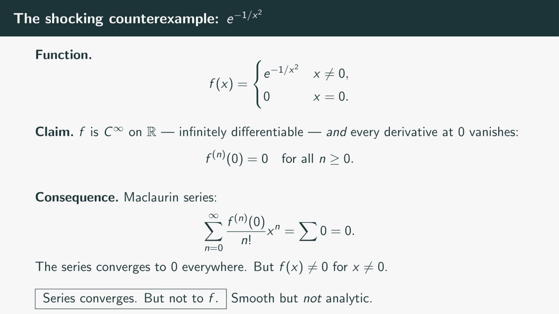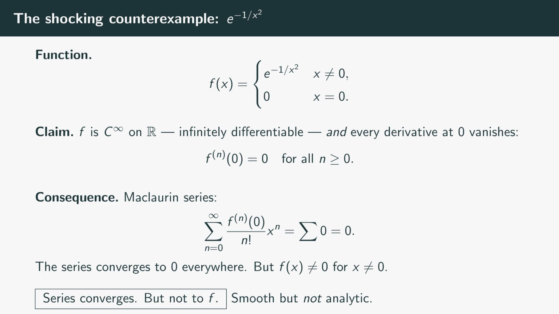Now write down the Maclaurin series of f. All coefficients are the nth derivative of f at 0 over n factorial, which is 0. The series is identically 0, converging to 0 everywhere. But f is not the 0 function. f of 1 equals e to the minus 1, about 0.368. So the Maclaurin series converges, with r equals infinity, but converges to the wrong function. The Taylor series knows nothing about f away from 0, so f is smooth but not real analytic at 0. Smoothness does not imply analyticity. Analytic is strictly stronger than C infinity.